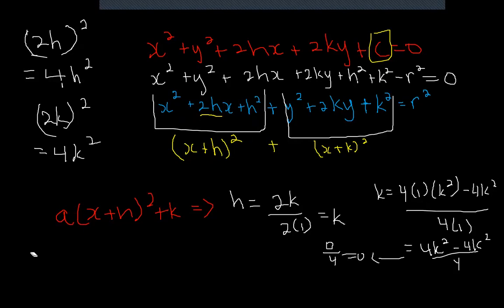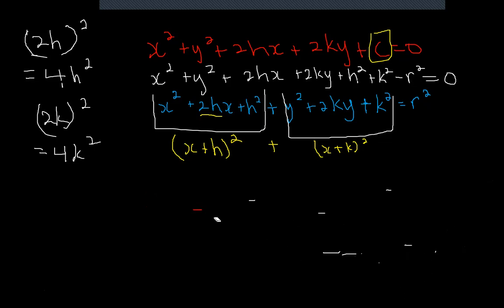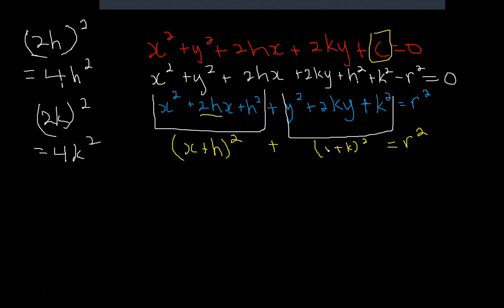And that's why the answer, when I write this in completed square form, is x plus k squared is equal to r squared. Sorry, I put x instead of y. I remember from previous classes, this is the standard form.